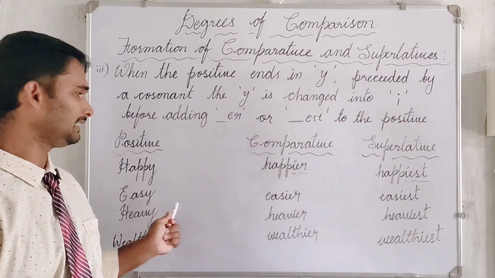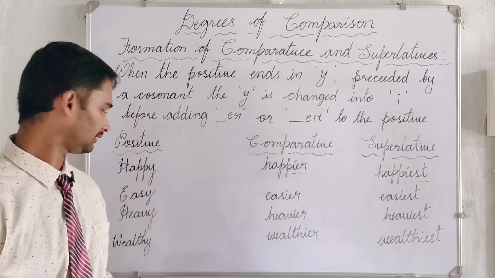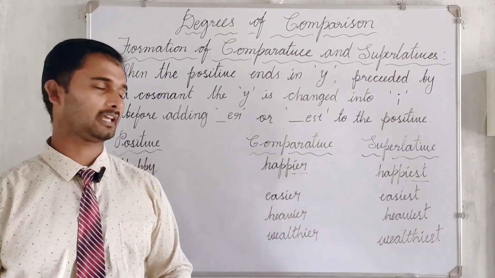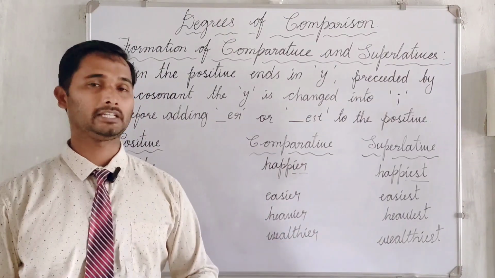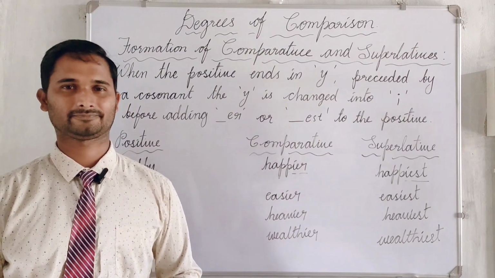Some more examples. Easy, easier and the easiest. Heavy, heavier and the heaviest. Wealthy, wealthier and the wealthiest.